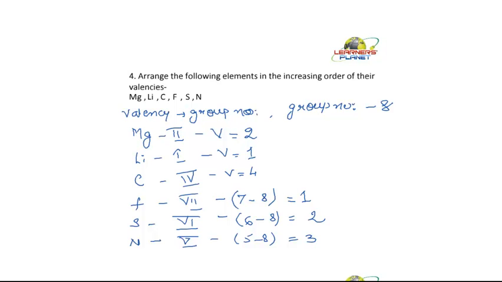So the least valency is of lithium, that is equal to fluorine, which is 1. Then is 2. Then comes magnesium, that is equal to sulfur. Then comes what? Nitrogen. Then comes carbon. So this is the way we can arrange the elements according to their valencies. I hope you are understanding this concept.